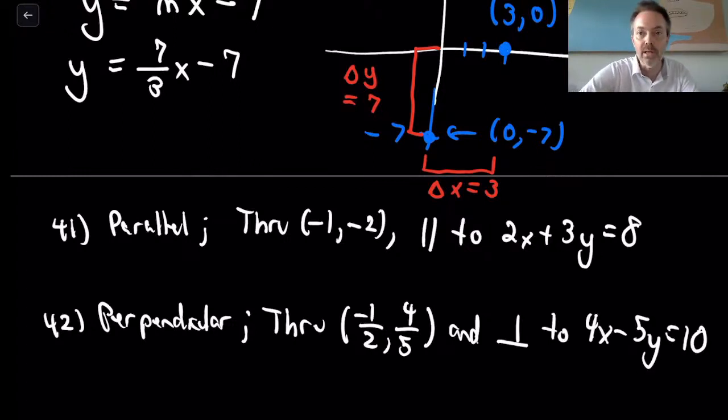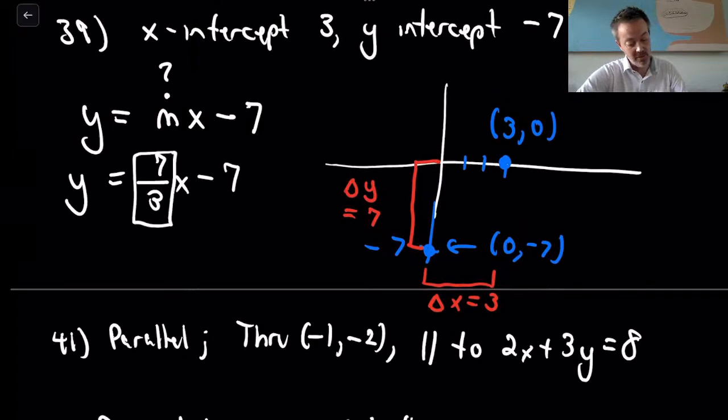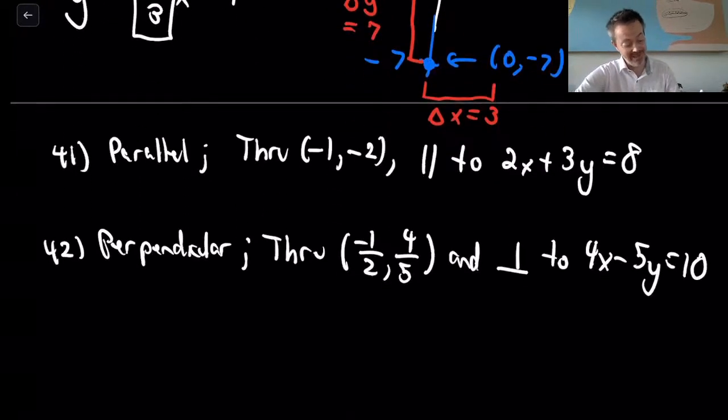Okie dokie, sorry. You had to watch me. 40, so the slope is 0. Are we saying the slope is 0? No, the slope would be 7 over 3. Let's see, did I do 40? Did I skip 40? Sorry, I totally skipped 40. I totally overlooked that one.